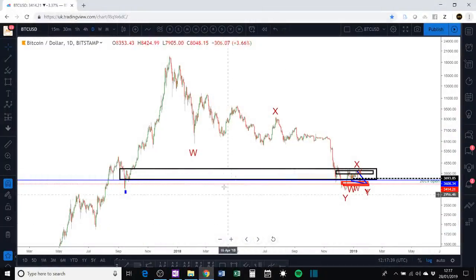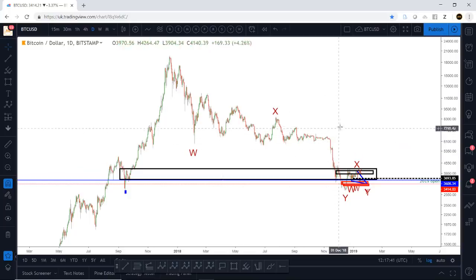Okay guys, so first things first, let's talk about the larger wave count here. For a long time now I've been talking about this WXY playing out, with this being the W wave here, the X wave, and the Y wave down to here. So just to quickly explain that, we had 3 waves down.